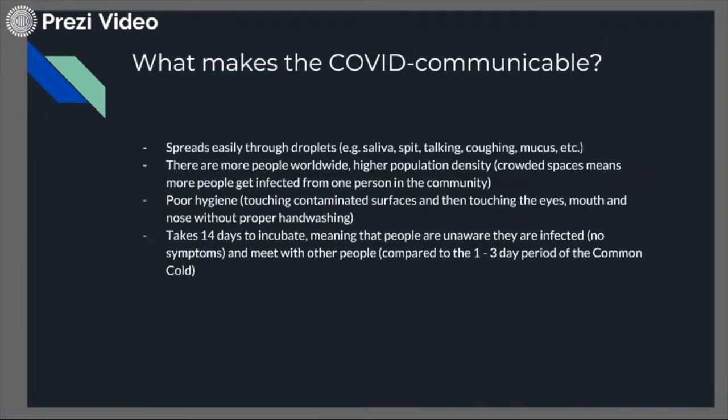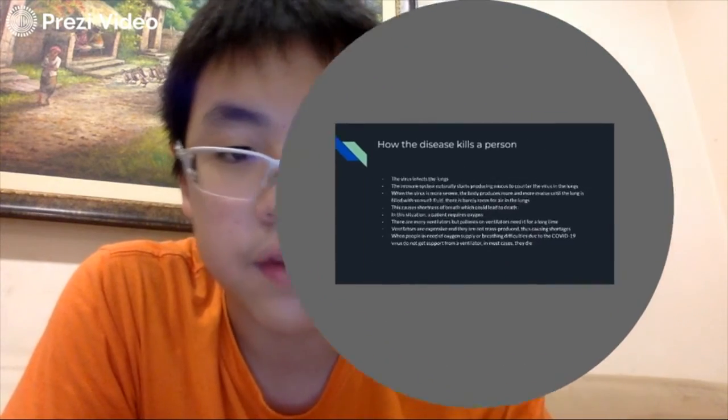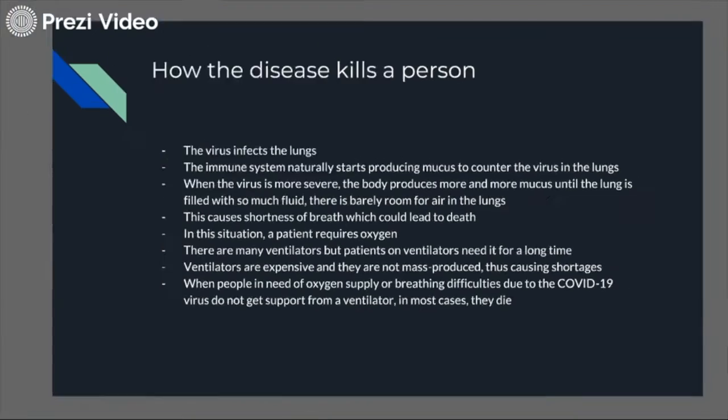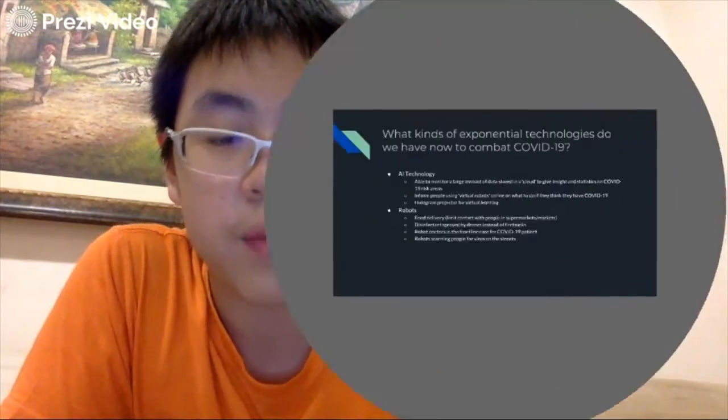And so, how does the virus kill a person? Basically, the virus infects the lungs, then the immune system starts producing mucus, causing shortness of breath, and then the patient requires oxygen. Nowadays there are a lot of ventilators, but patients need them for a long time. Even though we have a lot of ventilators, they're expensive, and because there are so many severe cases, many people don't get ventilators, and thus death becomes a reality in this COVID-19 pandemic. So what kind of exponential technologies can we use?